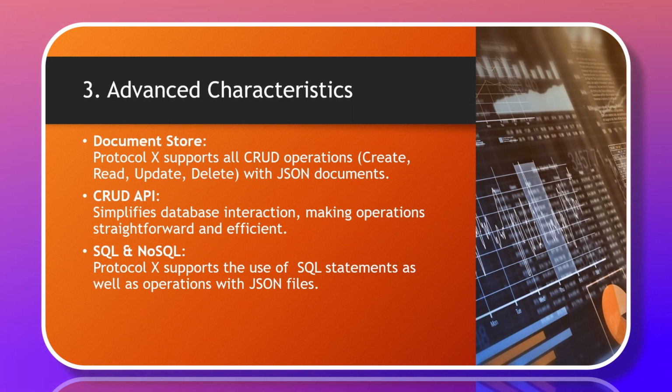Advanced characteristics. Document store: Protocol X supports full CRUD operations with JSON documents. The CRUD API simplifies interactions with the database, making it easy to perform create, read, update, and delete operations. SQL and NoSQL support combines the flexibility of SQL with the ability to handle JSON documents, supporting both relational and non-relational data models.